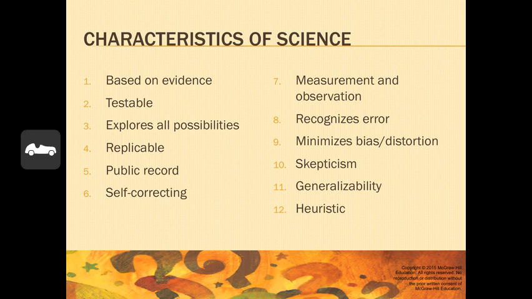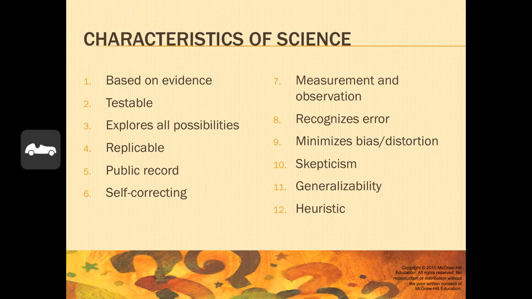Six, science is self-correcting. Methods are always improving because results are made public, and therefore those results can be tested and challenged. And so people are always getting better. The field of science is always getting stronger due to this public nature and the replicability of science. Seven, measurement and observation. That's what this class is all about. Hooray.